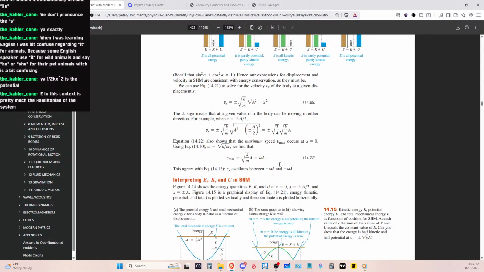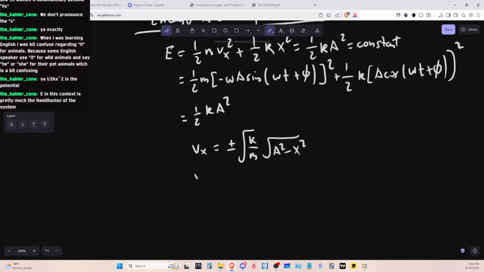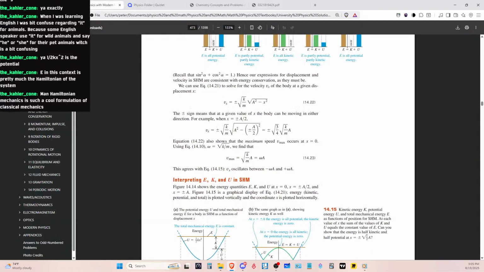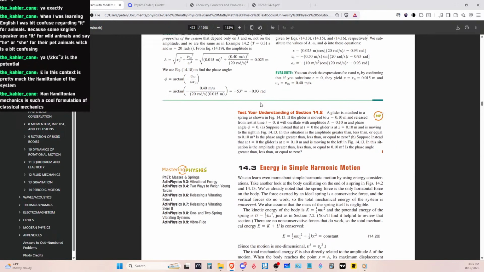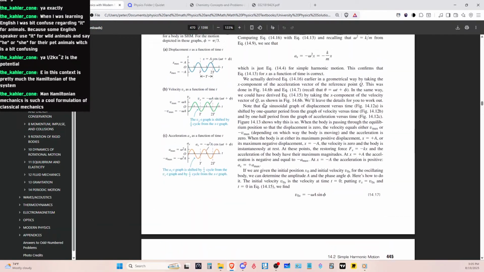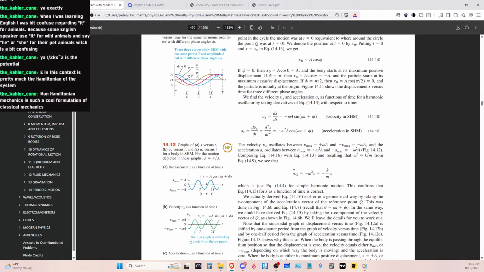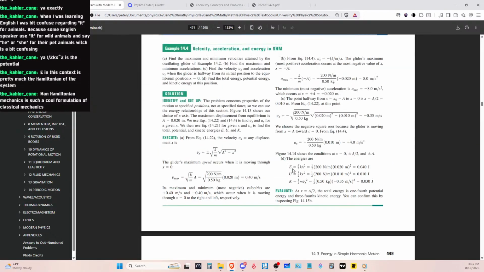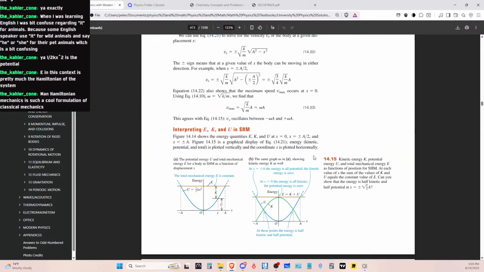Okay, oh, here's the max speed. So v max, that is the square root of k over m times A, which is omega A. This agrees with 4.15. Which equation is that again? Oh, okay, this one. Okay, so it's the velocity. Ooh, went down too far, I think. Yeah, here we go.